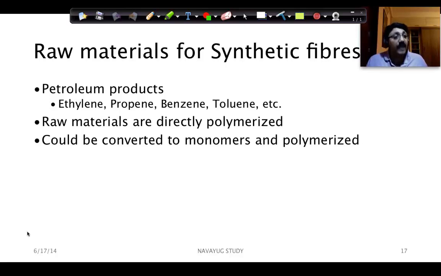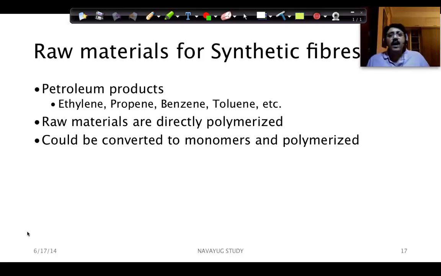So we have looked at synthetic fibers, which is where rayon, nylon, polyesters and all these things come up. Now we are going to discuss plastics. In fact, even fibers are plastics. Plastics are again nothing but polymers. Yes, so the student is saying that, in a way, you can say synthetic fibers are synthetic plastics.